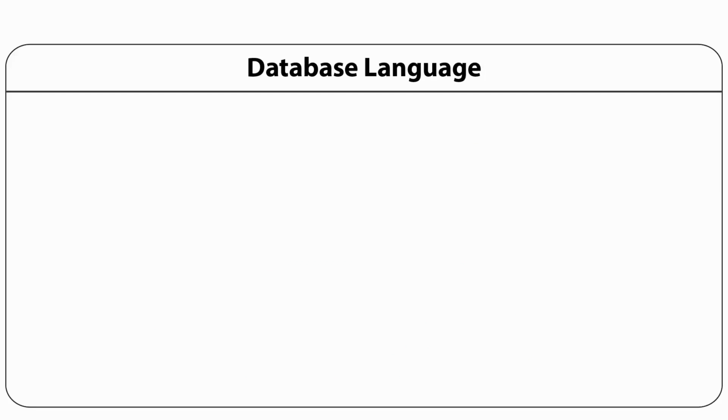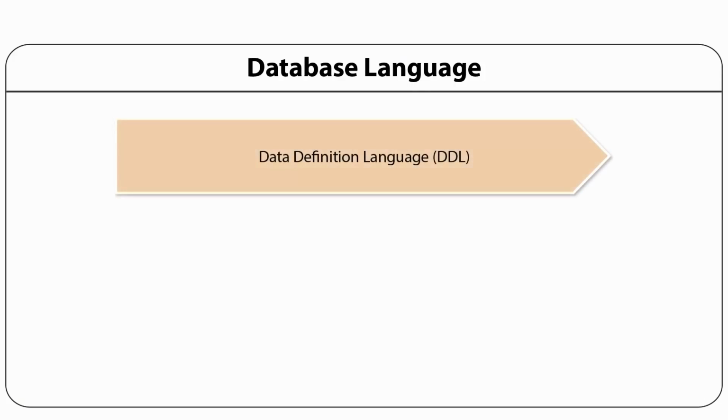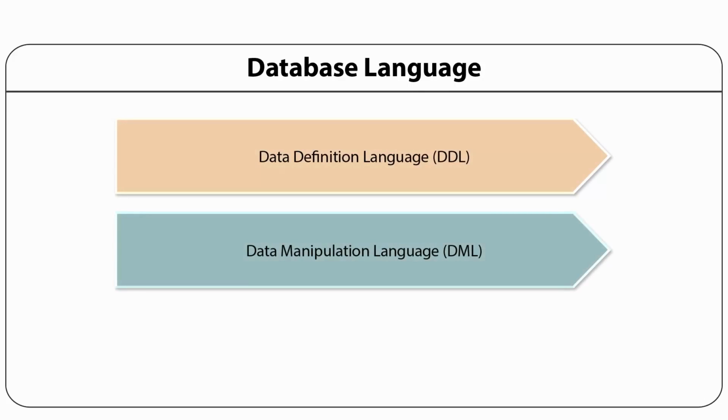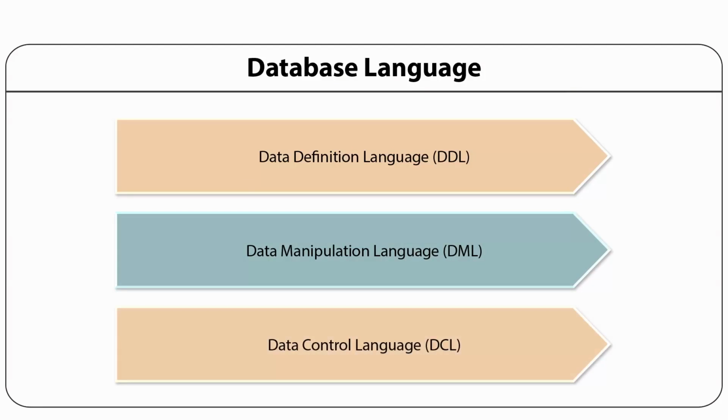Database language. Database language is a very important aspect of any database management system, as these languages, these vocabularies, help us define how the database should function and how to give commands to the database so that different functions can be performed over it. There are three parts of database languages. The first one is data definition language, which we call DDL. The second is data manipulation language, which we call DML, and the third is data control language, which we call DCL.